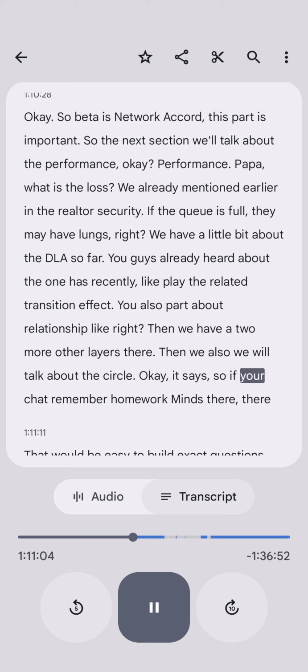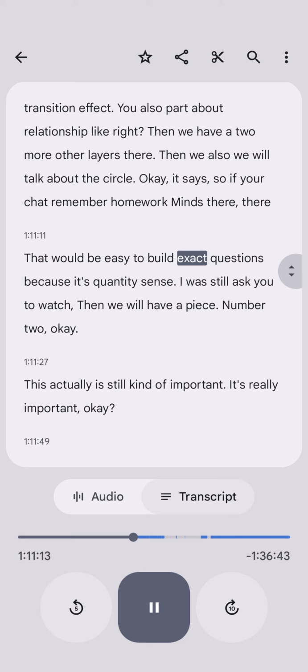Makes sense? Remember, the homework is there. We will have a midterm. Those sections are relatively easy to give you exam questions because they are quantitative. Makes sense? I will still ask you to watch first. Then we will have quiz number 2. This section is still kind of important.